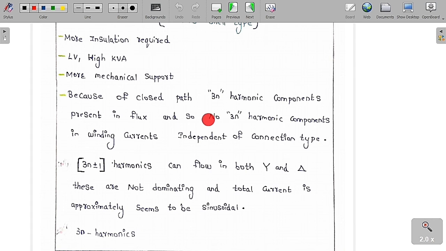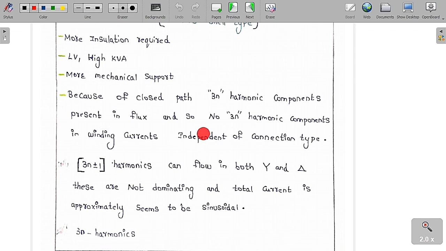Because of the closed path, 3n harmonic components are present. Whenever there is a closed path for the flux, we can say simply that 3n harmonics are going to be present in the flux. Then, irrespective of the connection of the windings, there will be no 3n harmonic components in the currents. Because of the closed path, 3n harmonic components are present in the flux, so there are no 3n harmonic components in the winding current, independent of the connection type.